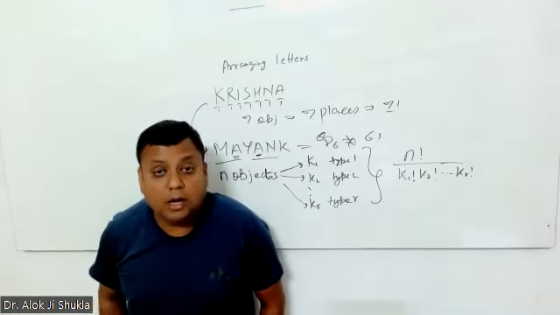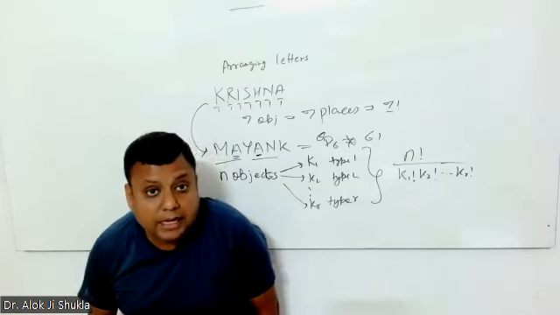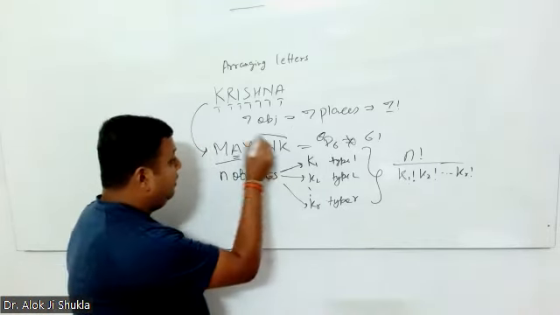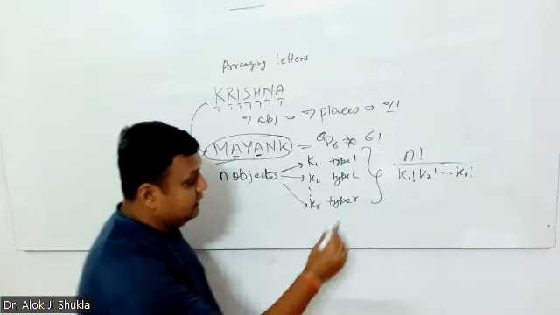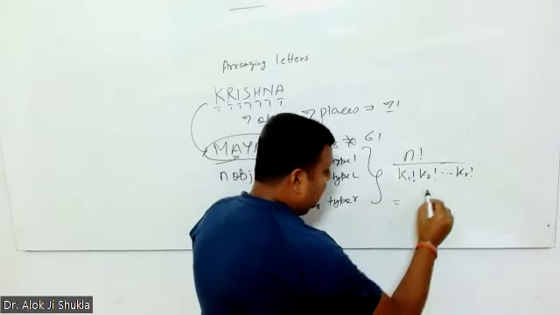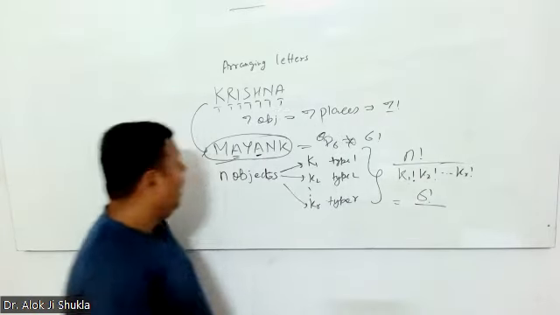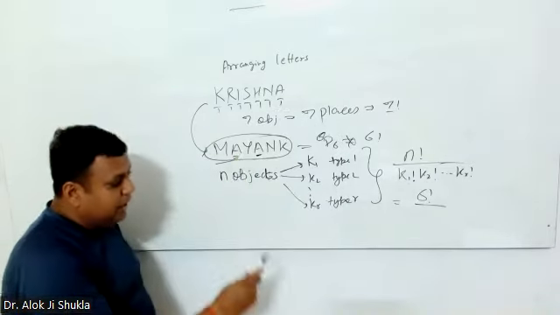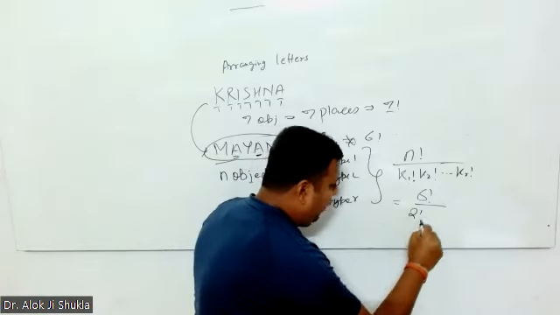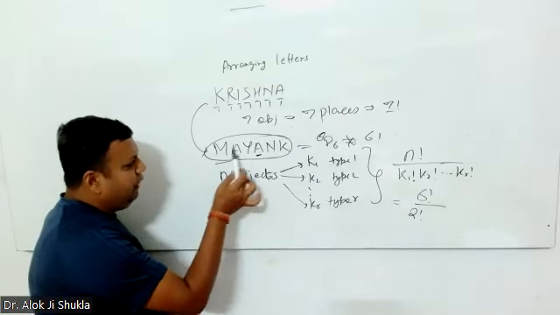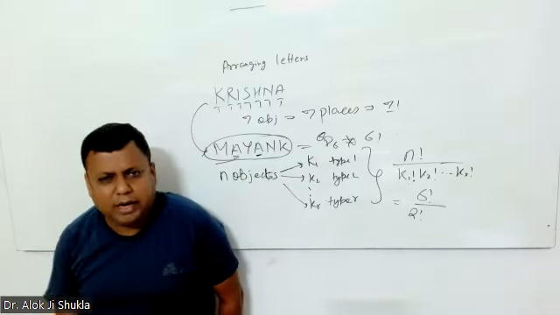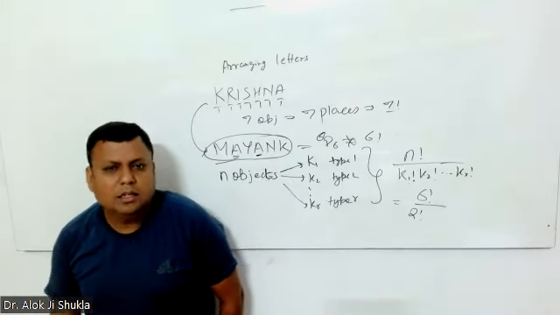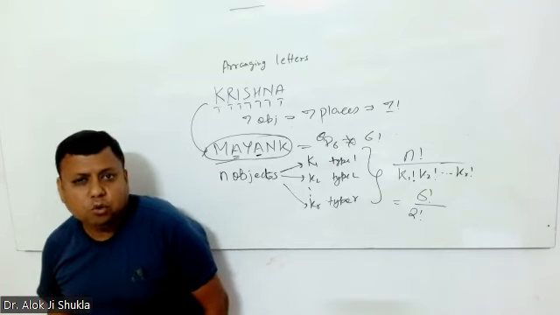So the number of ways of arranging Mayank: I have 1, 2, 3, 4, 5, 6 objects. So 6 factorial, out of which there are double A's. Therefore, I have 2 factorial, and then 1 factorial for each of the other 4 letters. But I'm not writing 1 factorial because that is 1 and division by 1 has no meaning.